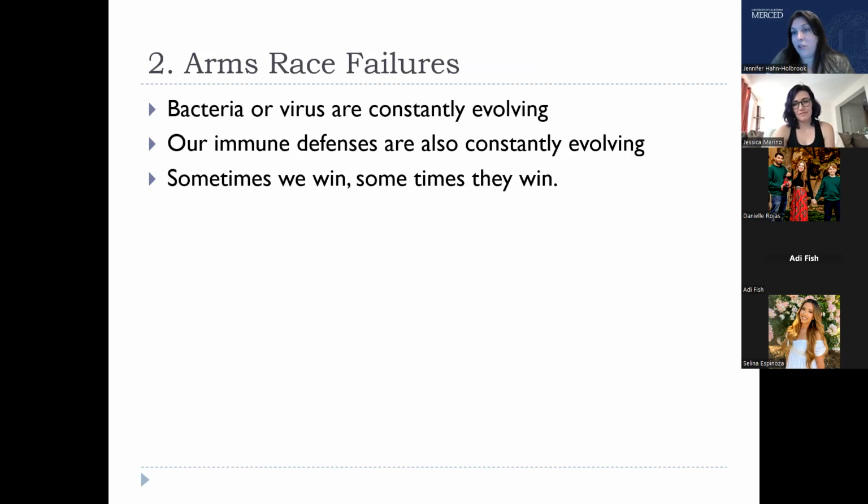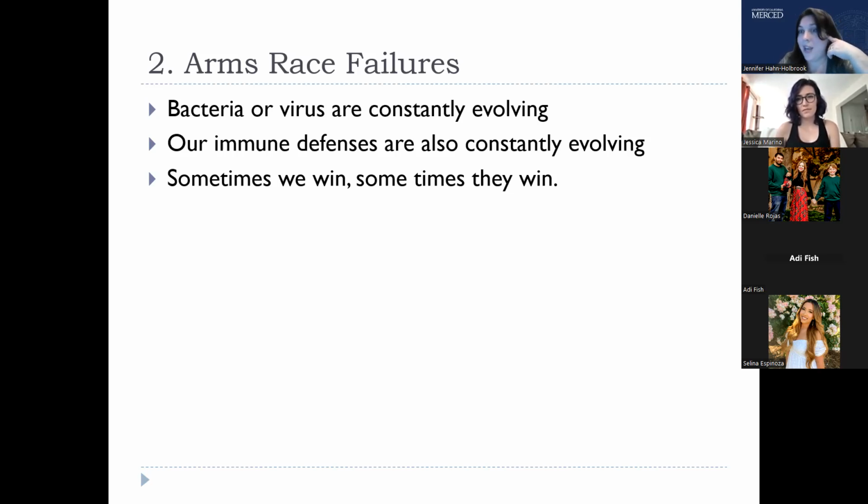So also, evolution not working fast enough is arms race failures. This is bacteria and viruses. They're constantly evolving. All the new COVID variants are a perfect example of that. They get better and better at getting into their host, which is us. And that's because of natural selection, right? Those viruses that can spread better are the ones who become the virus's ancestor. So we're competing with other organisms where natural selection is also working. Sometimes we win, sometimes they win.